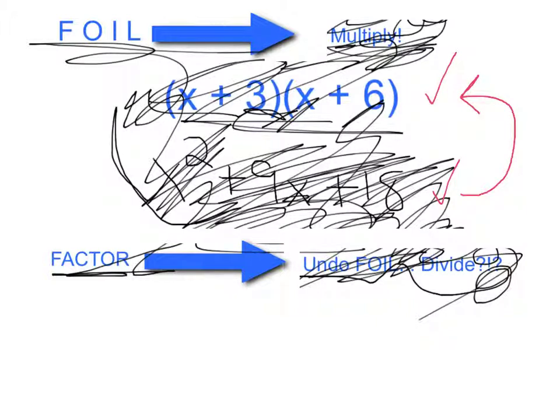So we're going to look at this trinomial and pretend that we don't know where it came from. We don't know what two binomials it came from. But stop and think, where would it come from? Where did this 18 come from? 18 came from the multiplication of 3 and 6, so times. And where did that 9 come from? It came from the addition of 3 and 6. So that right there is very important to factor a trinomial.